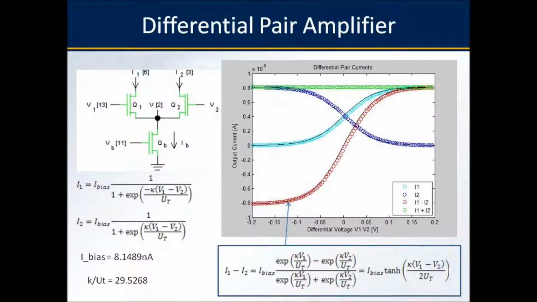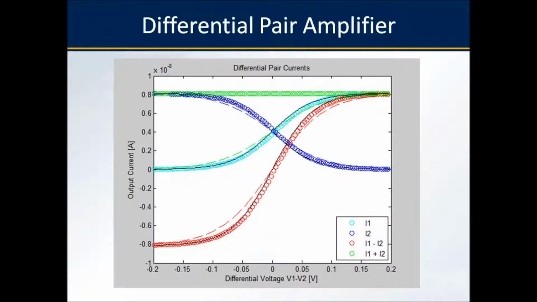And because I1 and I2 converge to the same node, their sum is a constant, shown by the green curve. This is also I bias. The red curve is interesting. It is the difference between I1 and I2, and we try to fit it using a hyperbolic tangent, but we can't actually get it using the current configuration. We'll see how we can, but first we present some simulation data.